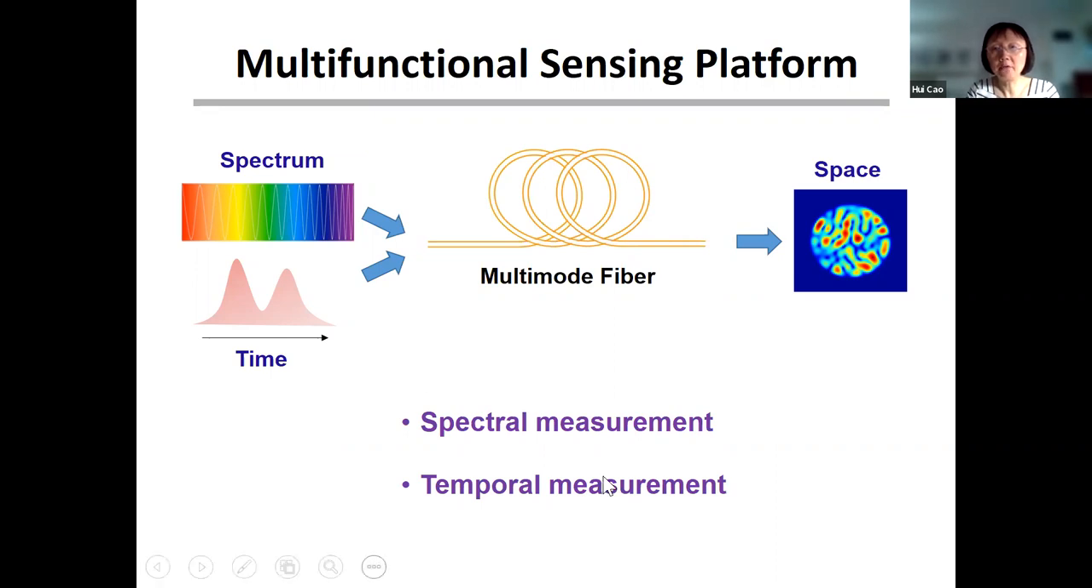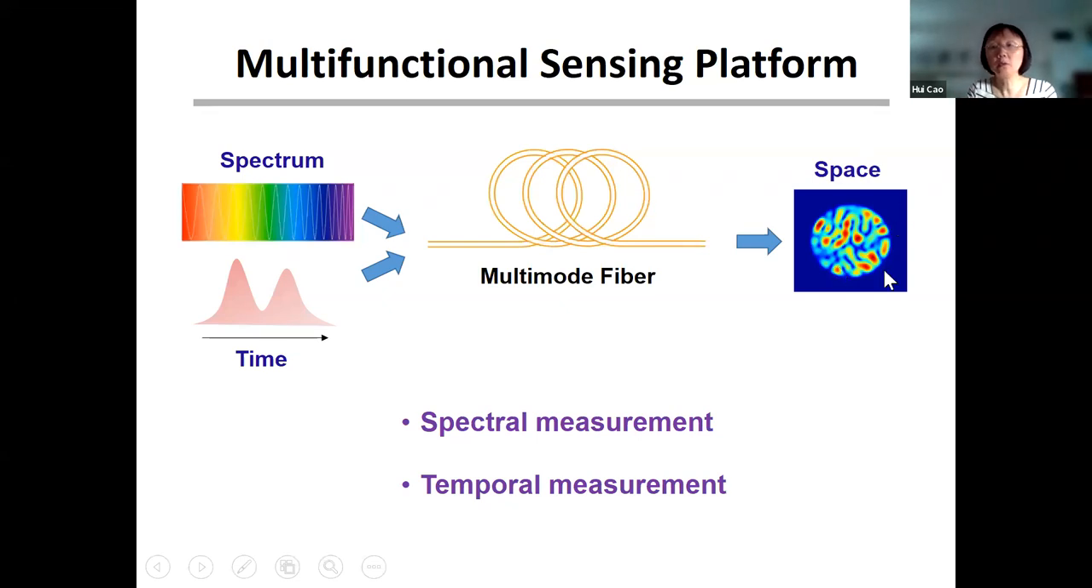So I'll give you two examples in my talk. One is that this speckle pattern depends on the input spectrum. If you have different input spectra, you get different speckle patterns. That basically tells us we can use this as a spectrometer to recover an input spectrum. The next one I'll show you is that it also contains time information. That allows us to characterize ultrashort pulses from this speckle pattern.